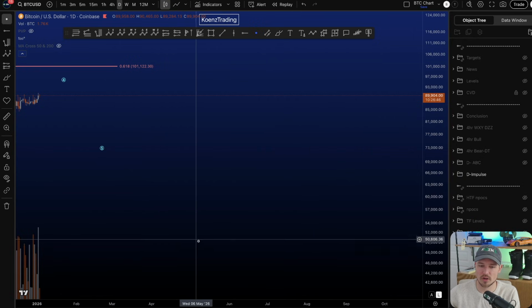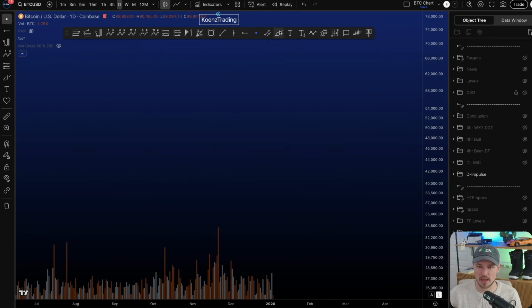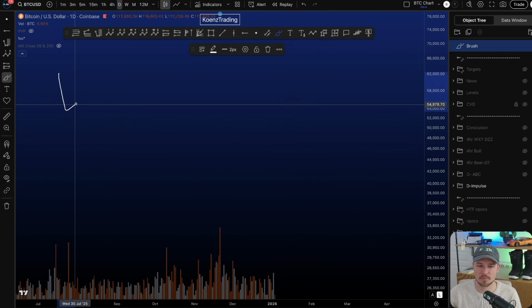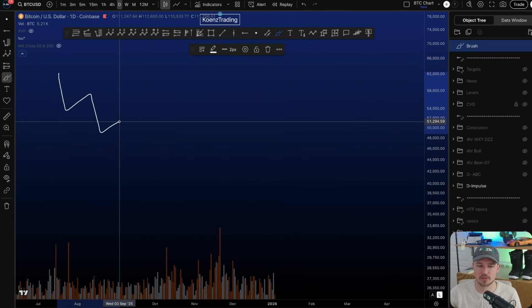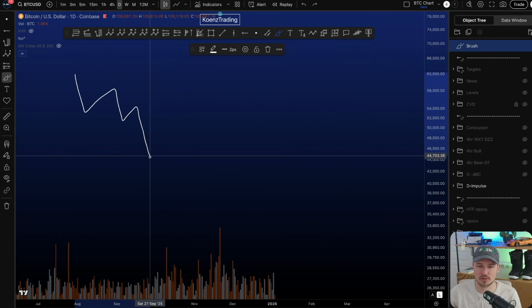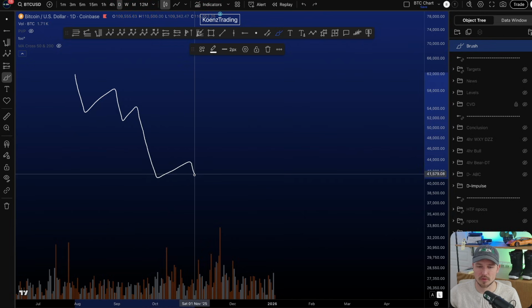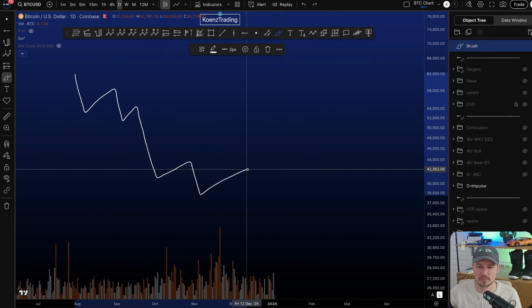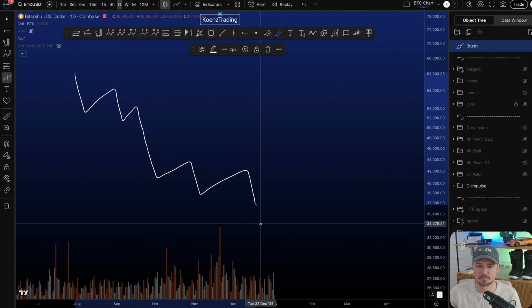So let me just draw an impulse and let me draw a WXY. So we start with the impulse to the downside. You get a 1, you get a 2, you get another 1, you get another 2. Wait, let me actually make this a little bit more overlappy. 1, 2, 1, 2. You get your 3, then you get your first 4, you get your 5, then you get your final 4, and you get your 5.